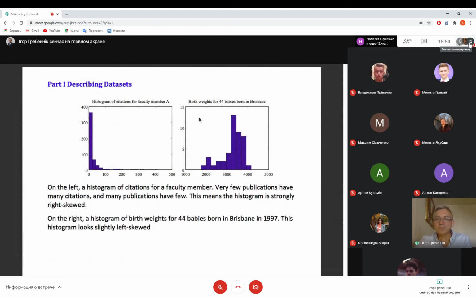Another histogram: birth weights for 44 babies born in Brisbane this year. According to random reasons, the histogram looks slightly left skewed. These are examples of non-symmetric histograms.